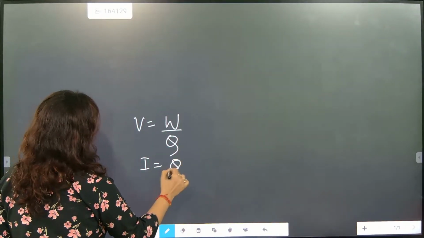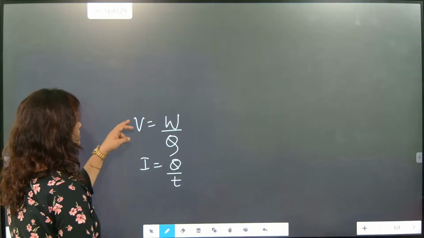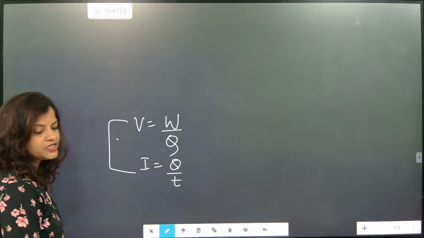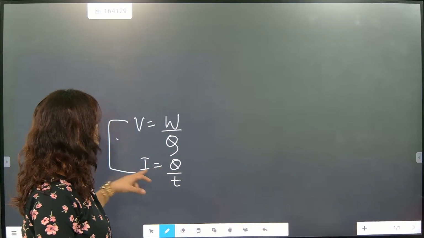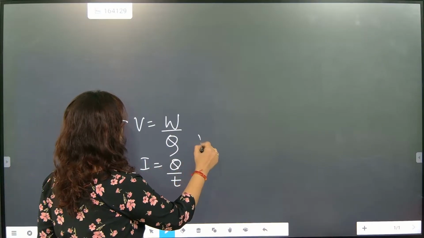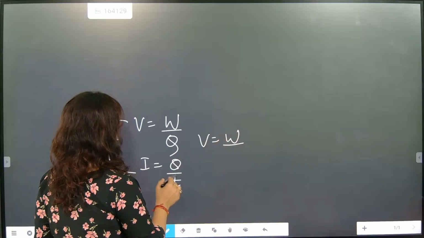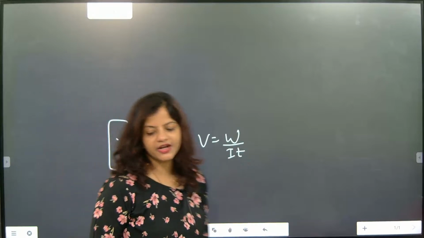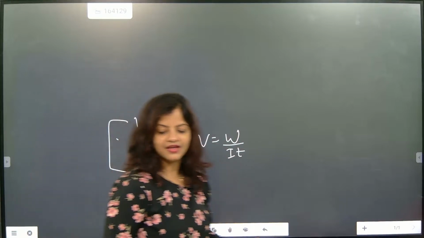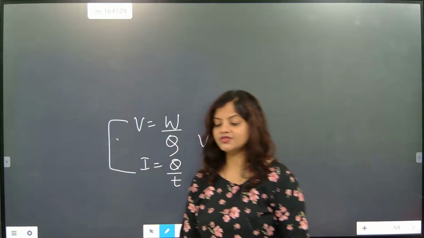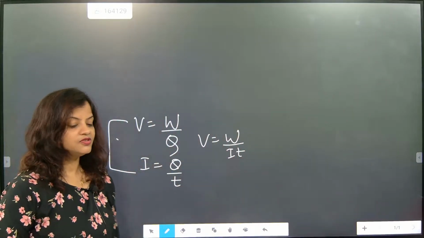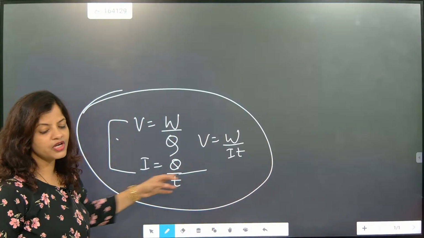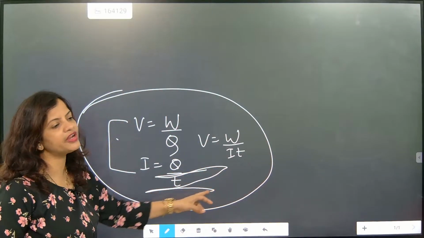Current is equal to Q by T. Can we generate some relation between these two? Very good. So V is equal to W by Q, and Q is equal to IT. So amount of charge will be equal to IT. That is V is equal to W by IT, that we are going to generate afterwards. That part we are going to study when we understand the Joule heating effect. That time we will do.